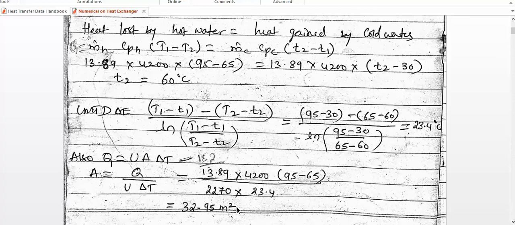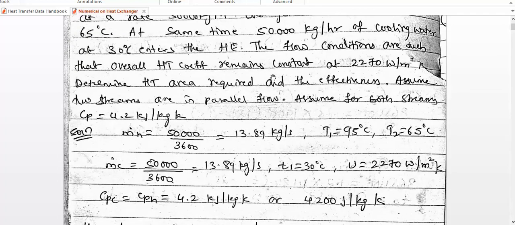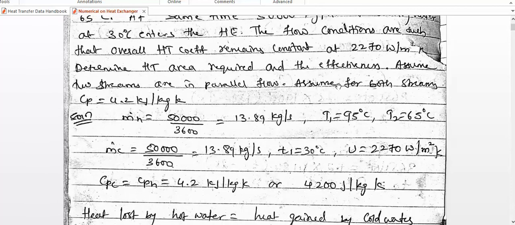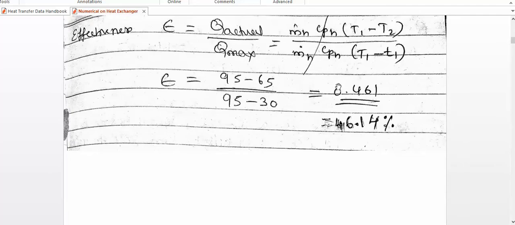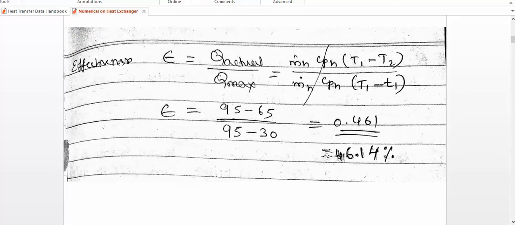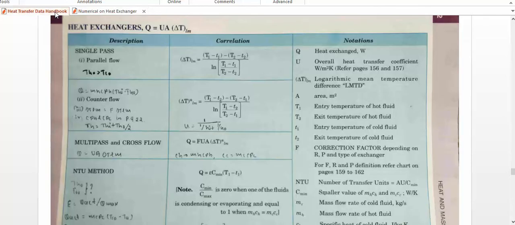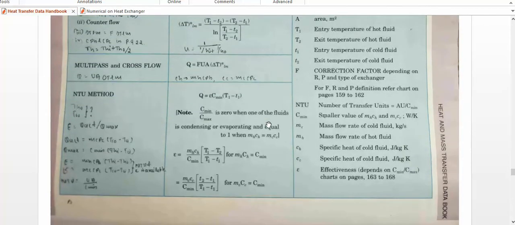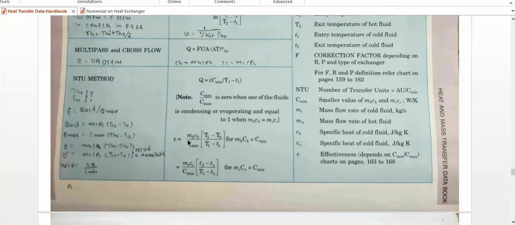Next we will go with the effectiveness. What has been asked here? Determine the heat transfer area required and effectiveness. So effectiveness is given by, okay, we will go with this effectiveness equation. Effectiveness is nothing but the efficiency of the heat exchanger. It is given by the actual heat transfer to the maximum heat transfer. This expression is already there in your data handbook, I will show you that part. According to the given values we will go with this effectiveness equation.